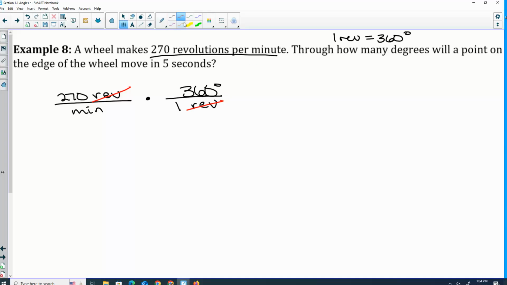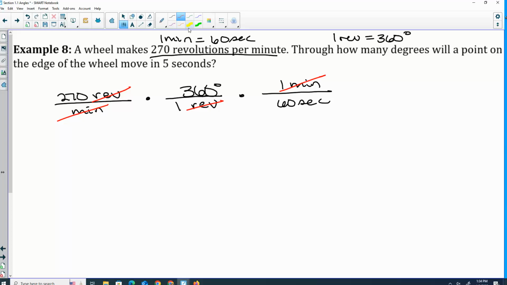Okay, I also know I'm talking about 5 seconds, but I am in minutes. So let's do a conversion. 1 minute is equal to what? Do I want my minutes to be on top or bottom to cancel? Top. So I'm going to say 1 minute on top, 60 seconds on the bottom. And if I do that, minutes on top and bottom cancel.